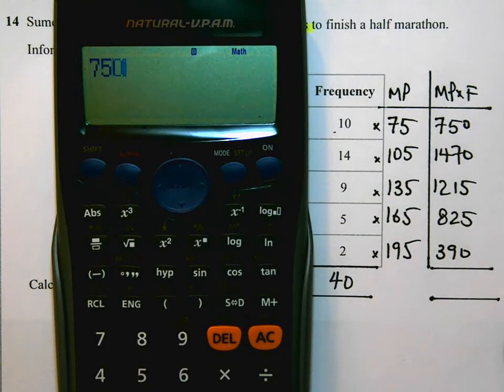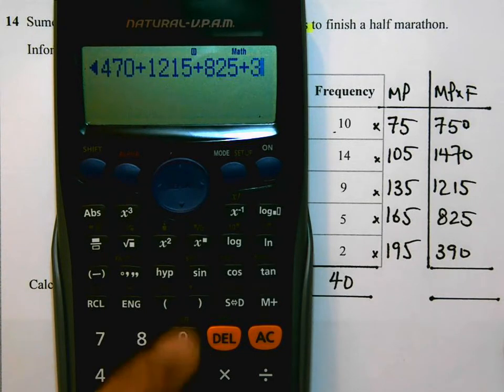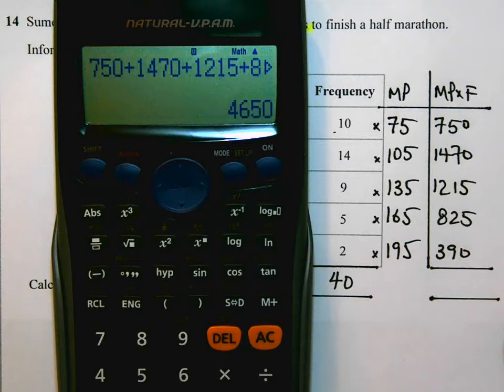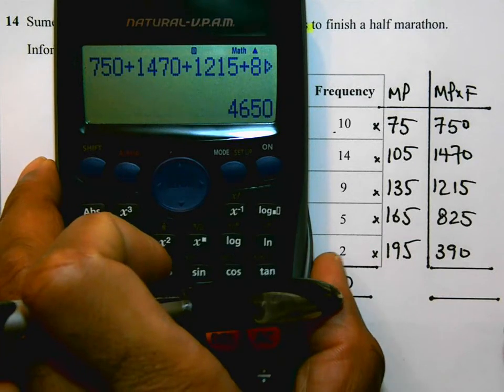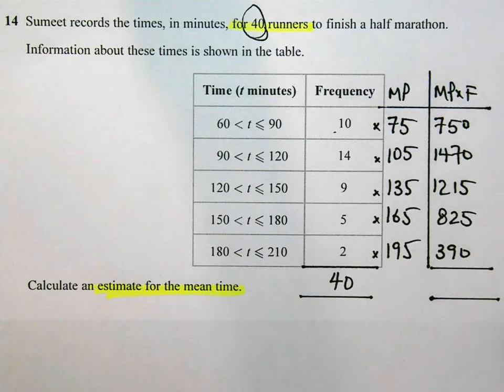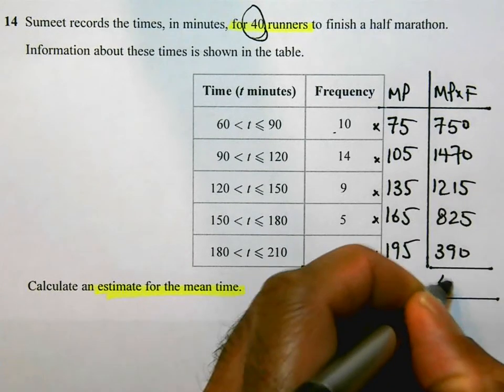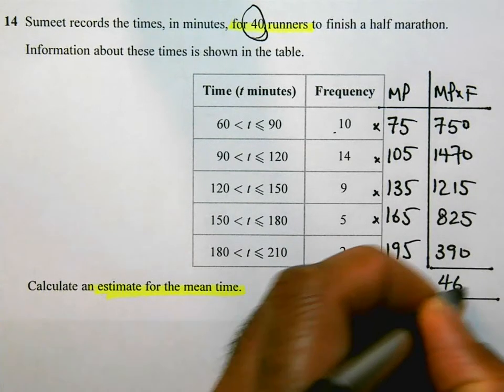So 750 plus 1470 plus 1215 plus 825 plus 390. That gives me 4,650. And that's a calculation that I'll be inclined to do twice just to make sure that I haven't made any errors whatsoever.